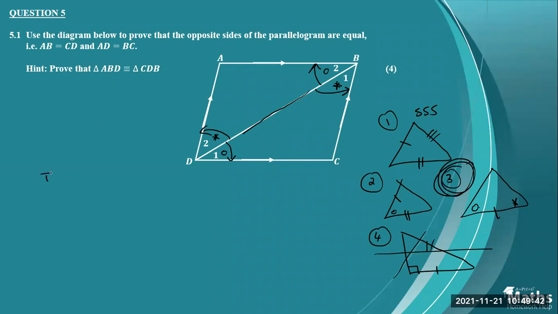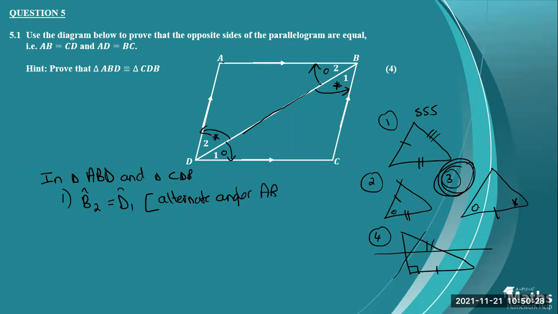Proving congruency, we start with what's given. So in triangle ABD and triangle CDB, I'm going to start with B2. So I'm just going to say angle B2 is equal to angle D1. In this case, why don't I refer to B2 as ABD? The reason why is because they named the angles. So if they don't name the angles, then you must say ABD. So these are alternate angles.